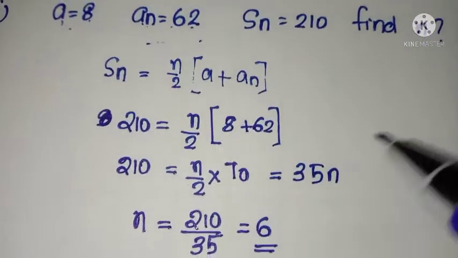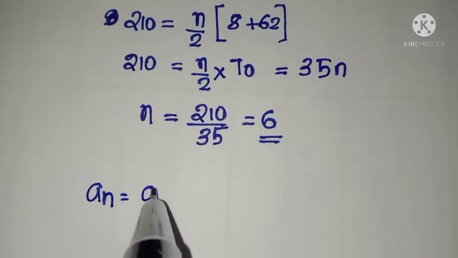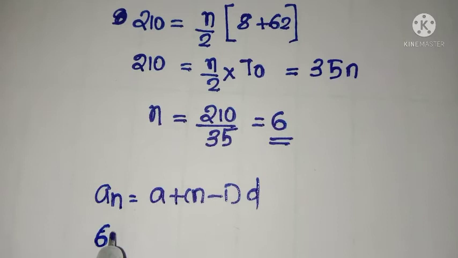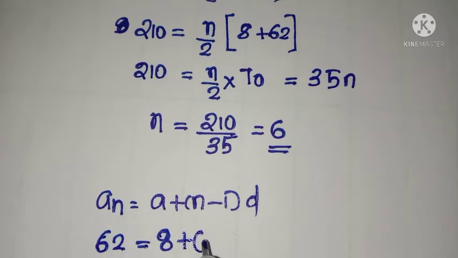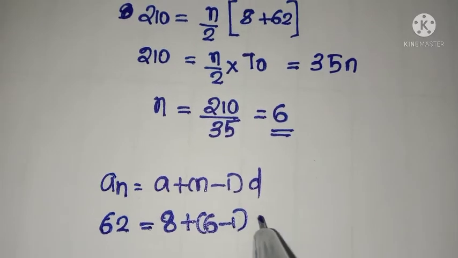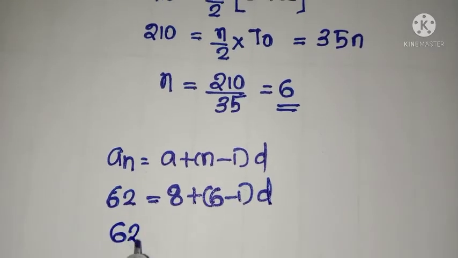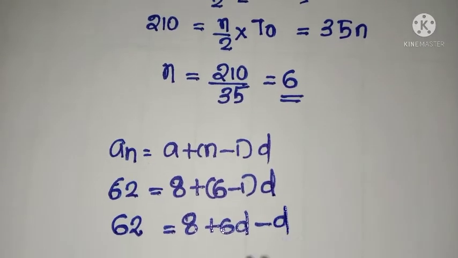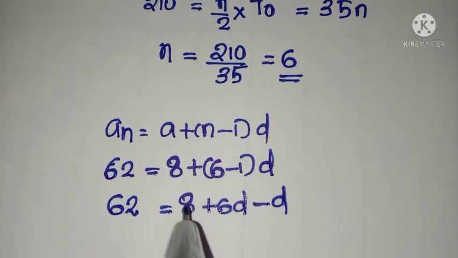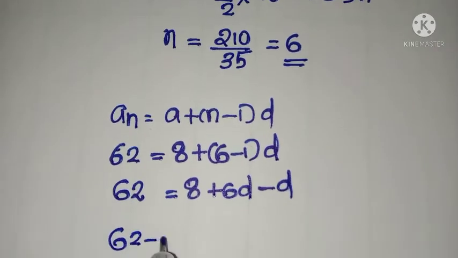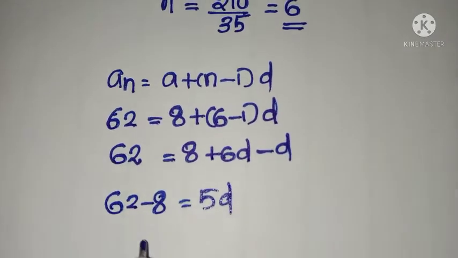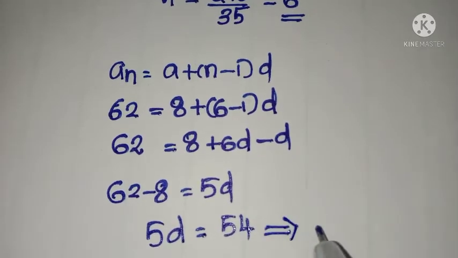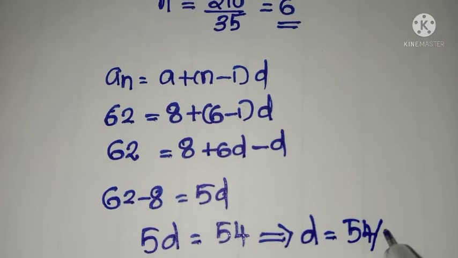So use the formula an equal to a plus n minus 1 into d. Here an is 62, that is given. a is 8, n is 6. So 6 minus 1 into d. So 62 equal to 8 plus 6d minus d, or 5d. Now take this 8 to here. So 62 minus 8 equal to 5d, or 5d is equal to 54. So what is d? d is equal to 54 by 5.